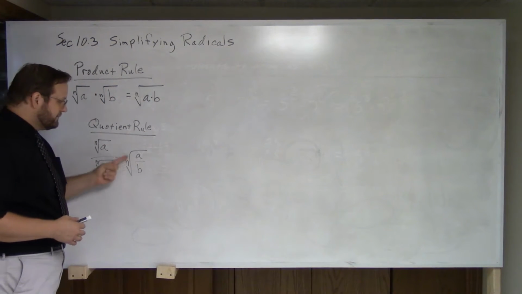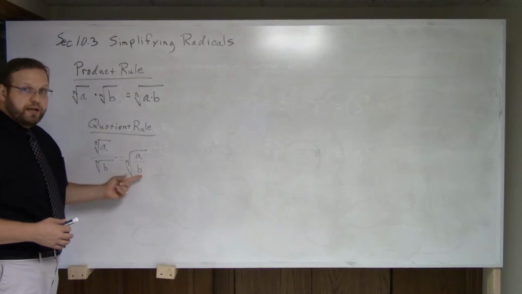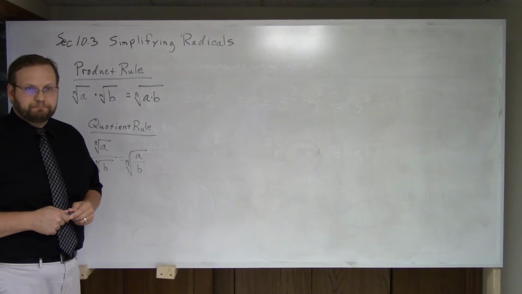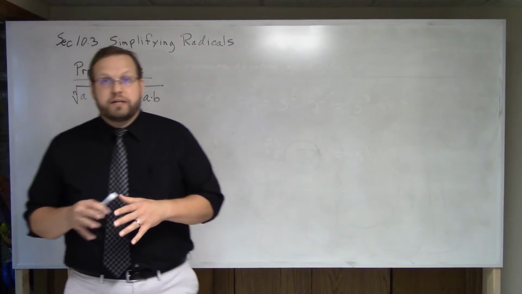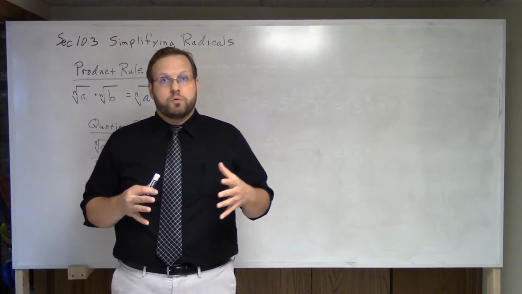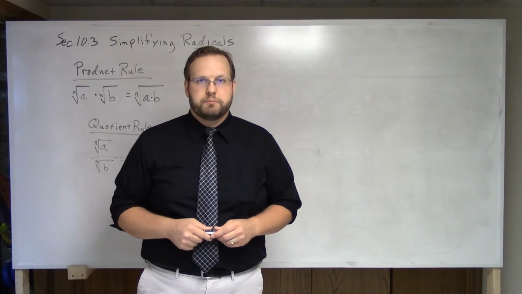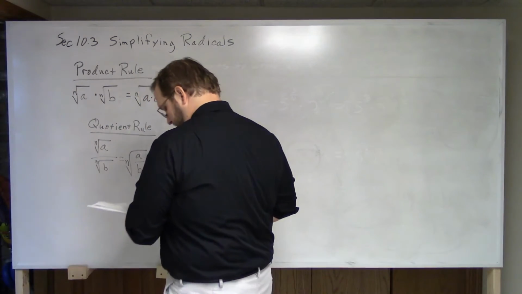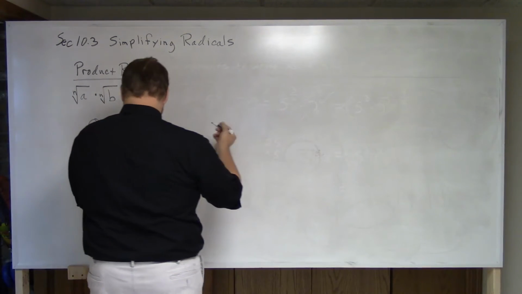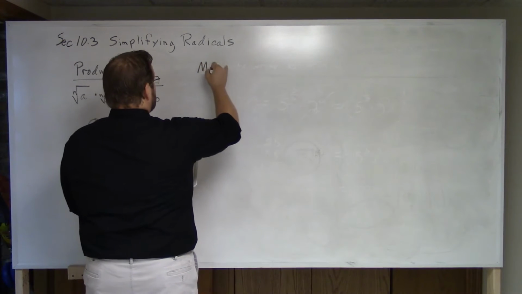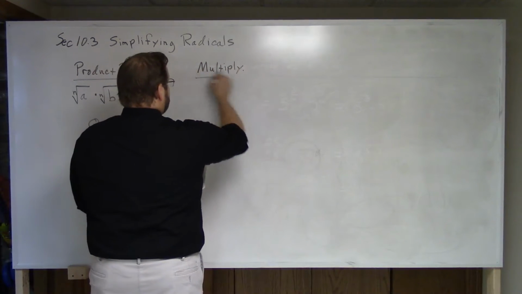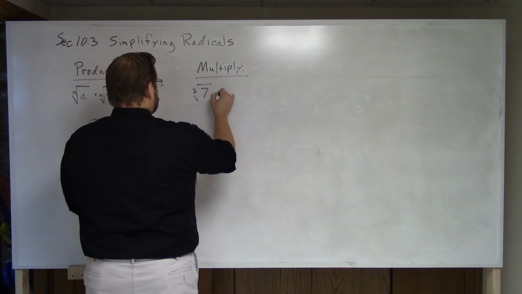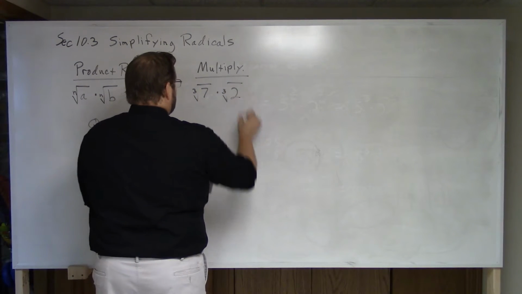Same thing here. A lot of times we're going to start with a fraction under that radical that we can't really do much with, but then after we break it up, we can work with them individually. Okay? So let's start off by just doing some products, see how this product rule works, go into some quotients, and then we'll get into the actual simplifying. So let's start out with something like this. Again, I'm just going to ask you to multiply. And let's say we have the cube root of 7 times the cube root of 2.